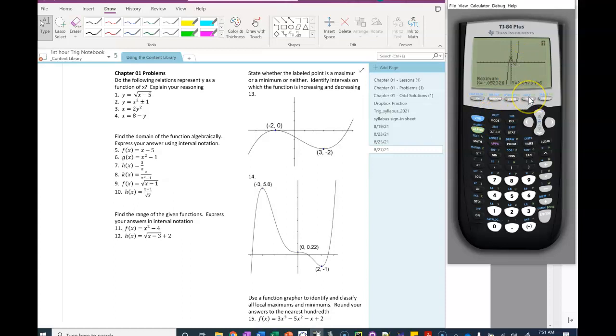So second trace. Choose the minimum command. Left bound is going to be somewhere on this little section there. So I'll just move my cursor. That looks good. Press enter. And then the right bound is going to be something over here. That looks good. Press enter. Guess doesn't matter. And so my other one is 1.20, comma -1.22. Does that feel okay, Landon?